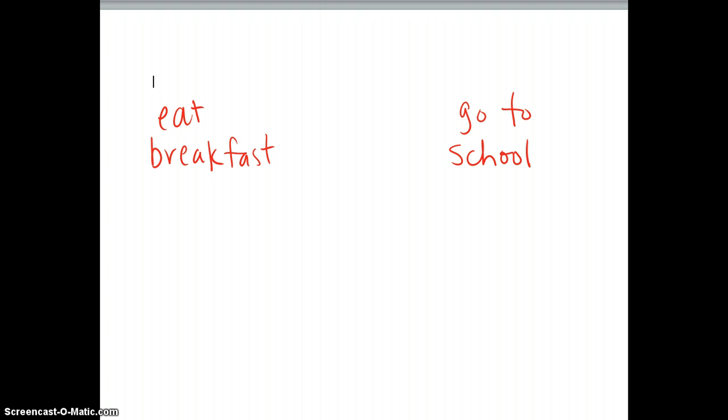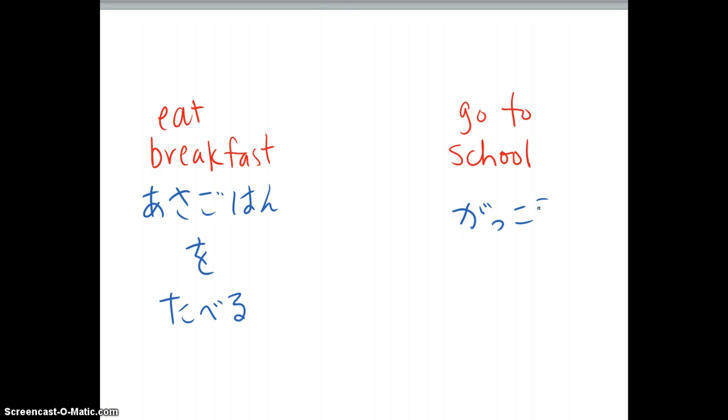So if you'd press pause, try to write this sentence out or say it for yourself, and then listen to the explanation. Eat breakfast. Asa gohan o taberu. Go to school. Gakko e or ni iku.